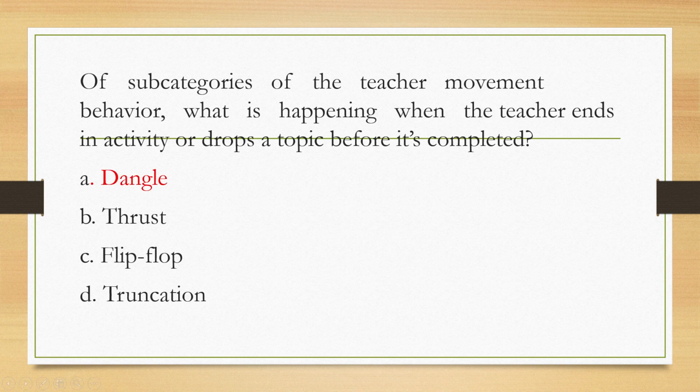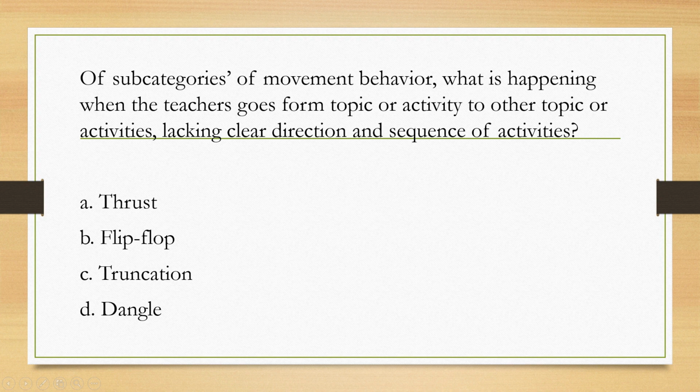Dangle. Of subcategories of movement behavior, what is happening when the teacher goes from topic or activity to other topics or activities, lacking clear direction and sequence of activities? A. Thrust. B. Flip-flop. C. Truncation. D. Dangle. The correct answer is letter A. Thrust.